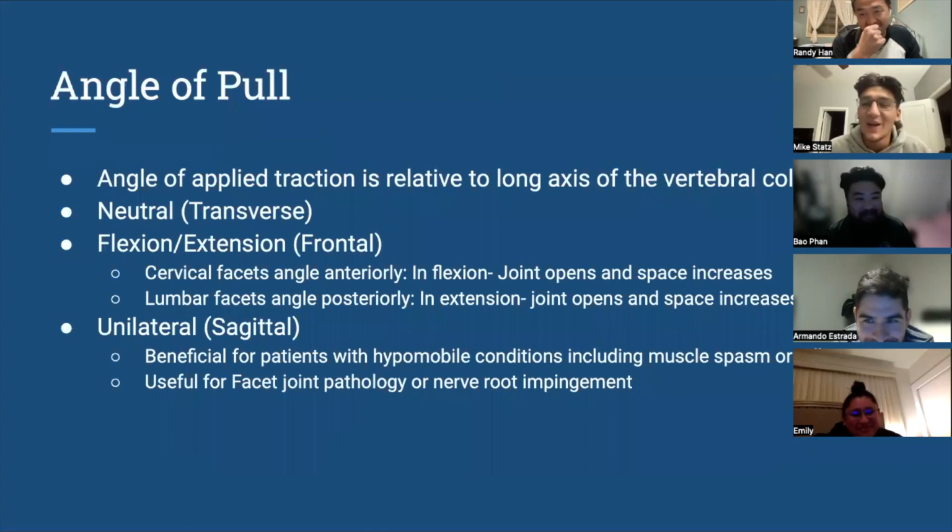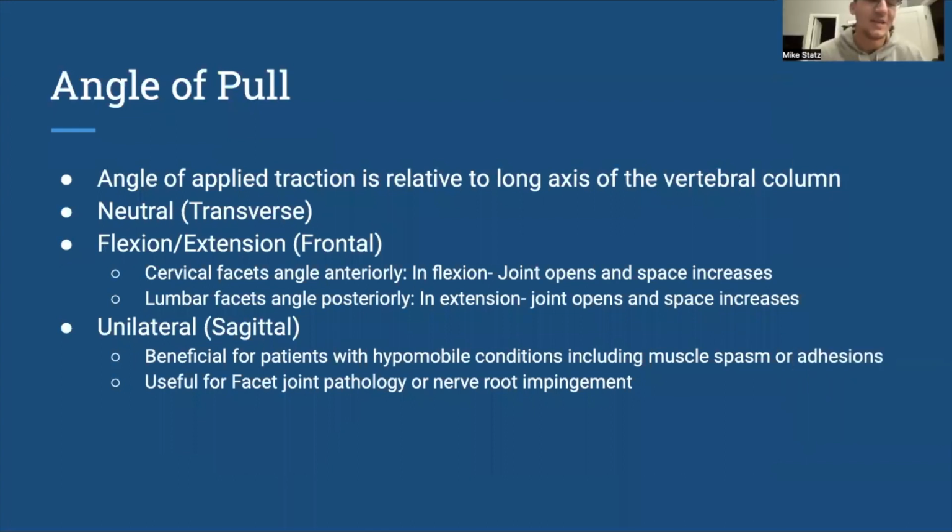Okay, so first thing we're going to be talking about is angle of pull. That's the angle of traction relative to the long axis of the vertebral column. In neutral, that's going to be in the transverse plane. In flexion and extension, that's going to be in our frontal plane. Our C-spine facets are angled anteriorly, so when we put them into flexion, that joint space is going to open up. In our lumbar facets, they're angled posteriorly, so when we go into lumbar extension, that is what's going to open up the space.